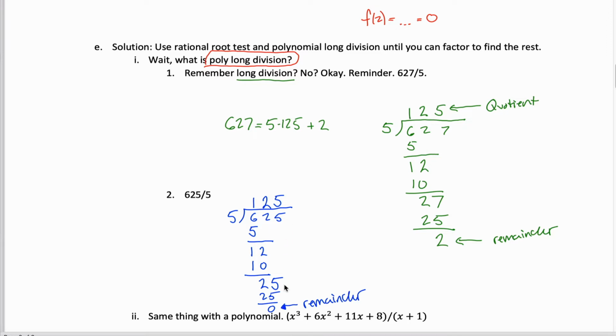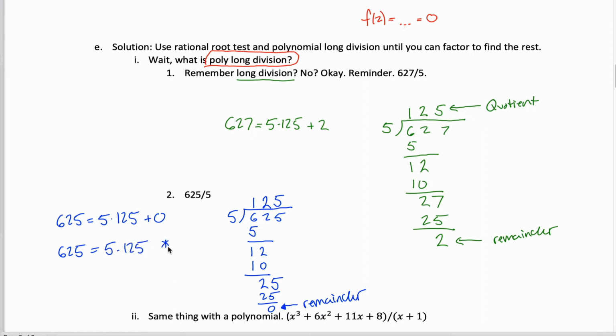Really, the purpose of redoing this example with a slightly different number is to make the comment that when you have a remainder of 0, things work out nicely. I can write an equation a lot like I did up here, where I say 625 is equal to 5 times 125, but now the number that I'm adding on at the end would be a 0. In other words, 625 is evenly divisible by 5. It's just 5 times 125.